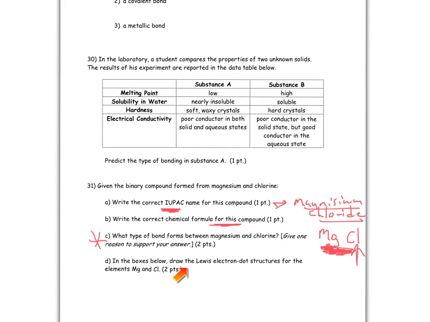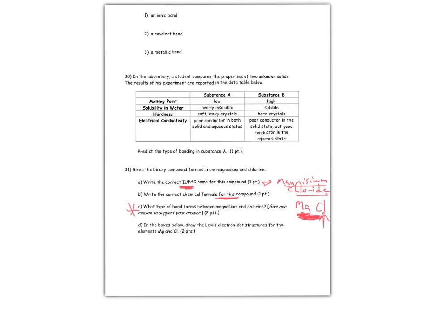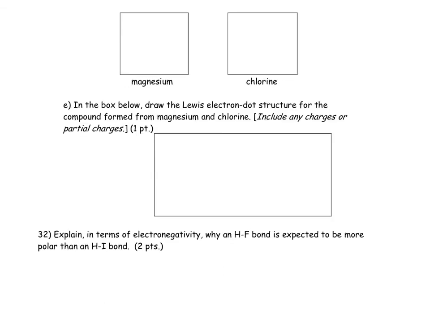In the boxes below, draw Lewis dot structures of the elements magnesium and chloride. Go ahead and try. I think it's a good experience to try. Magnesium has a very, again, it's a transition metal, but you'll be able to figure it out. In the box below, draw the Lewis dot structure for the compound formed between magnesium and chloride, including charges or partial charges. You can do that, I think.